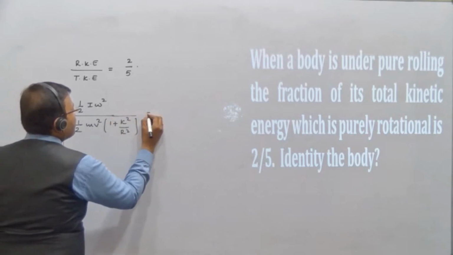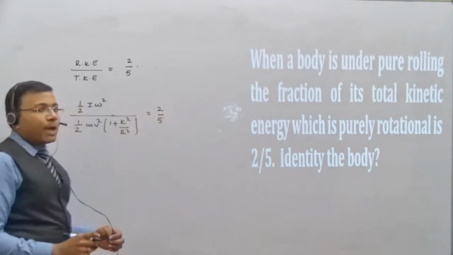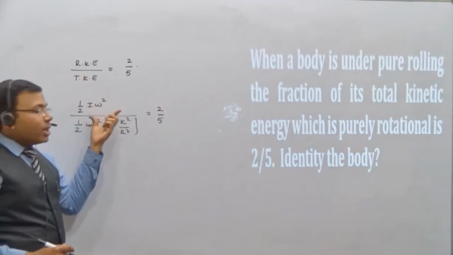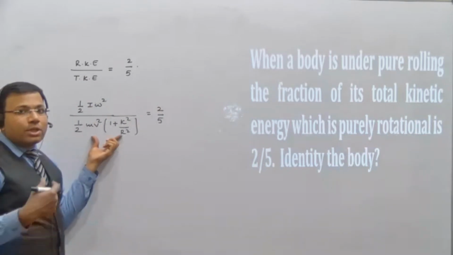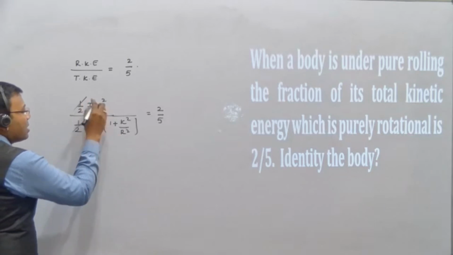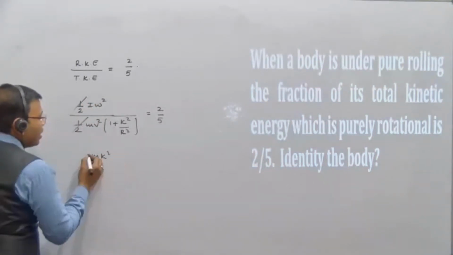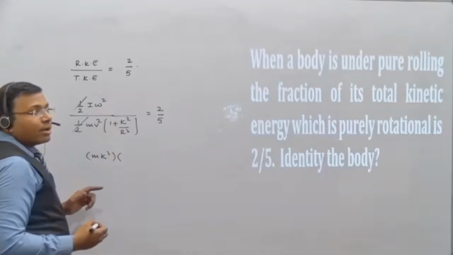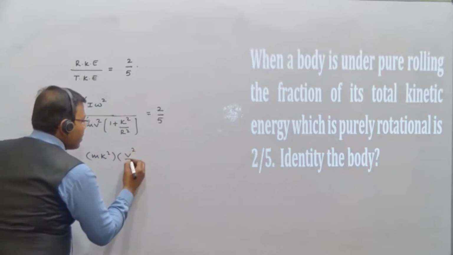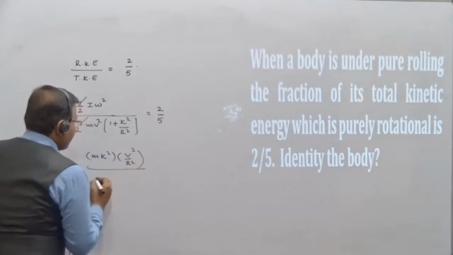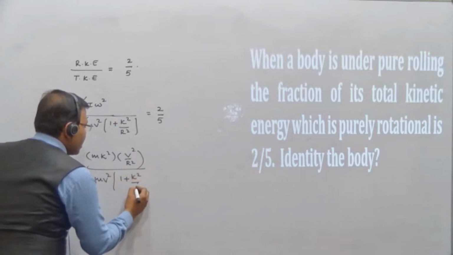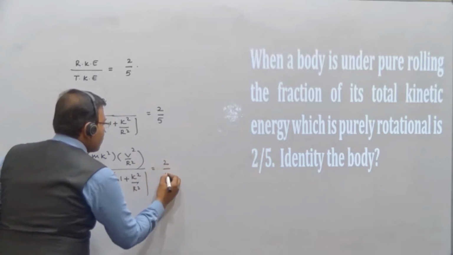So the value for this, they have mentioned it as 2 by 5. I hope you have understood. This expression I have written for total rotational energy, and this is for total kinetic energy, that is a rolling part. So this half gets cancelled. This I can write as mk square, and this omega we can write as v by r. So therefore this is v square by r square, mv square into 1 plus k square by r square, and that is equal to 2 by 5.